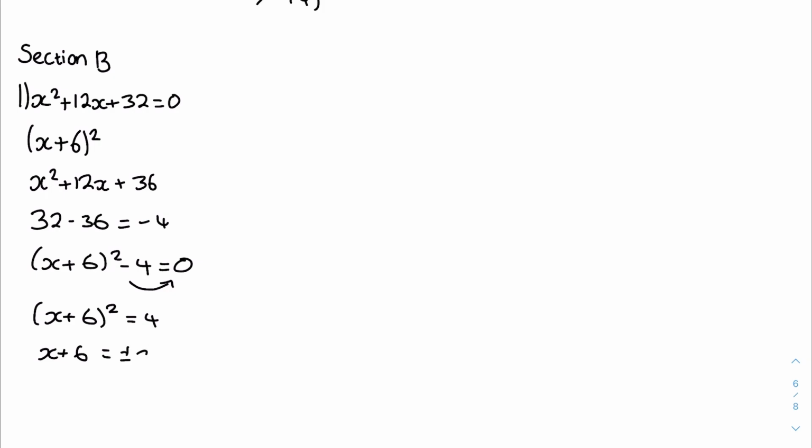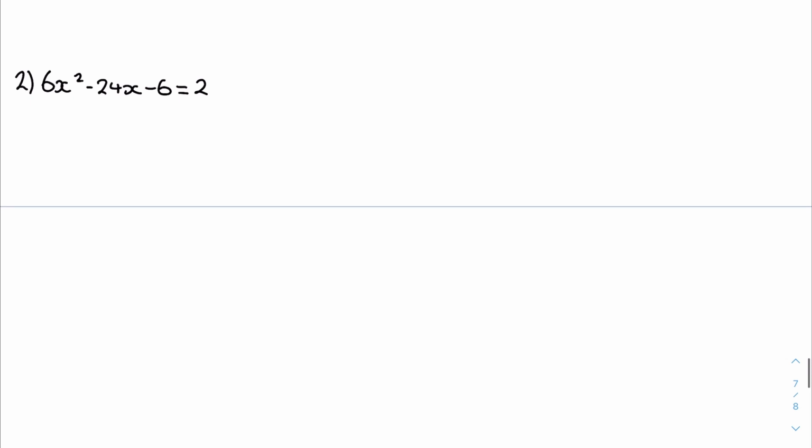So it'll be plus or minus 2. And we're then going to want to subtract this 6 over as well. Okay, so then we've got x is equal to minus 6 plus or minus 2. Okay, perfect. So now let's have a little look at question 2 then.